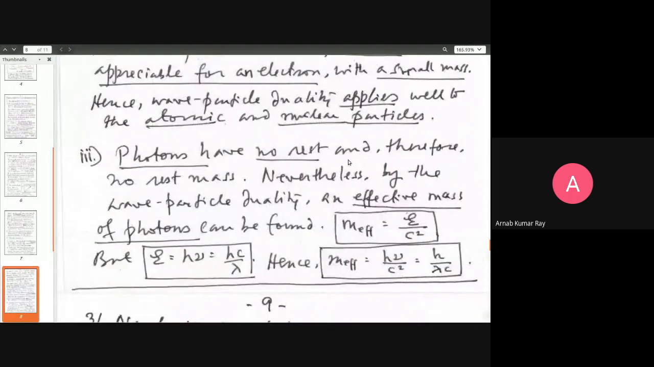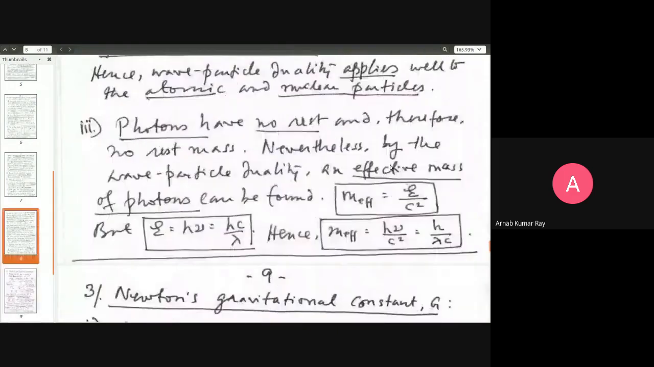Now, let us look at one last point. I told you photons have no rest mass, because photons are particles of light after all, and light will always travel at the speed of c, regardless of however fast you are traveling. Nevertheless, by the wave-particle duality, an effective mass of photons can be found. What do you mean by that? What you're doing now is combining Einstein, Max Planck, and Louis de Broglie, all three of them together.